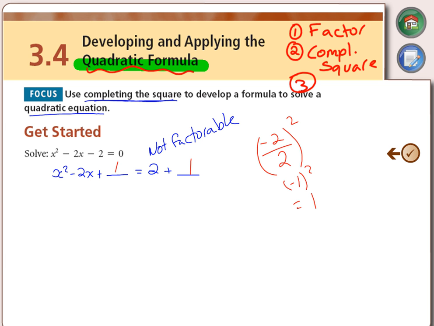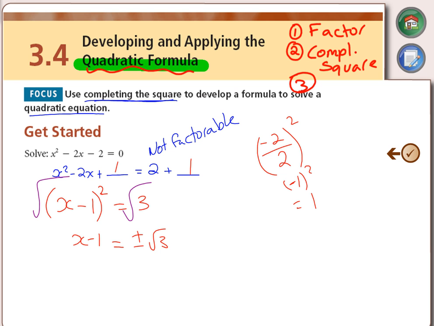And we know the left side, we made it. Let's factor it. X, always the minus, 1 squared equals 2 plus 1, that's 3. And square root both sides. Gives us x minus 1 equals plus or minus the square root of 3. Don't forget about plus and minus.